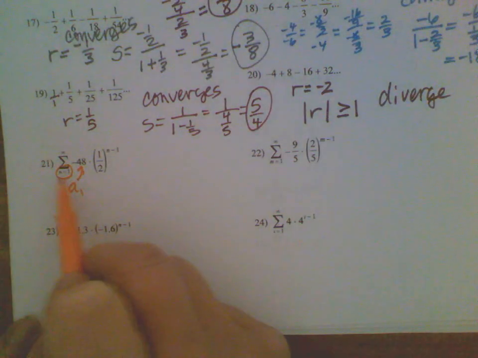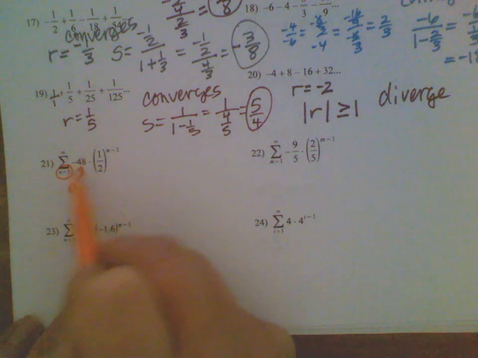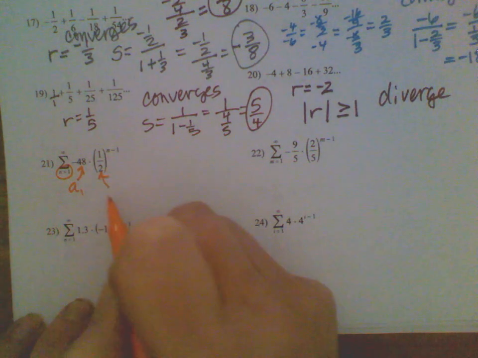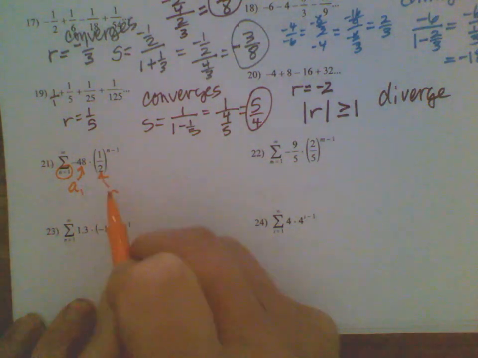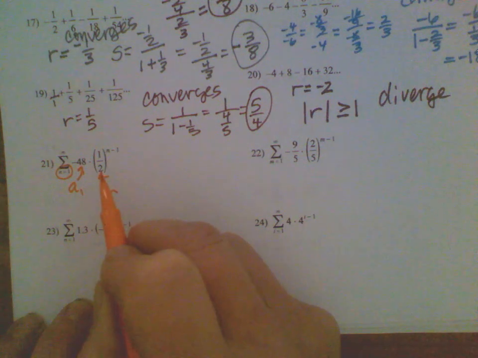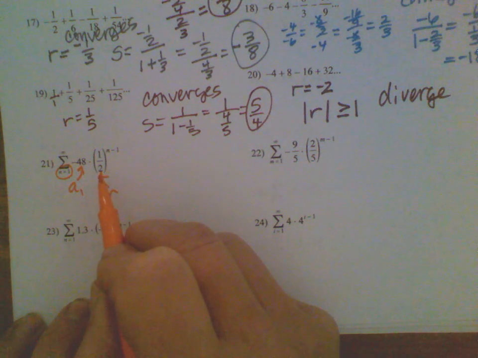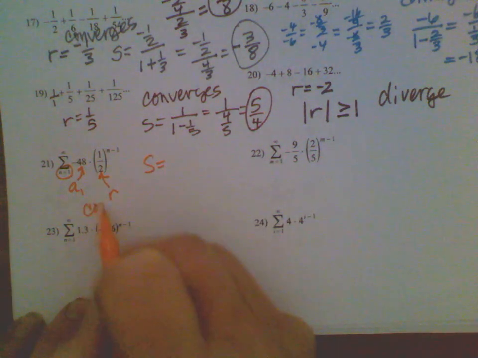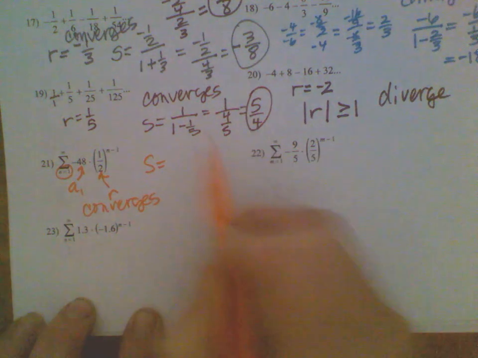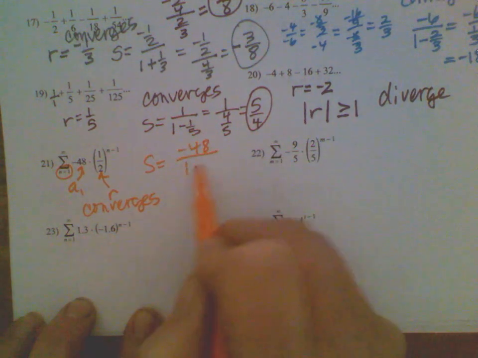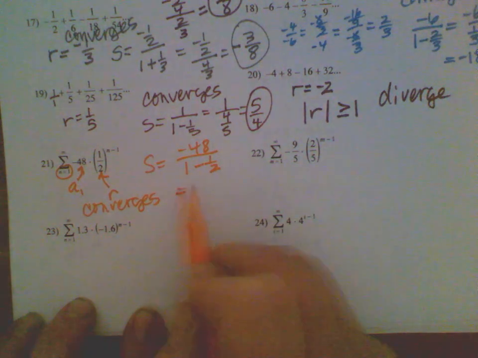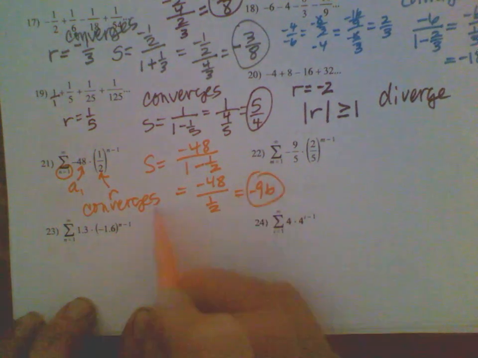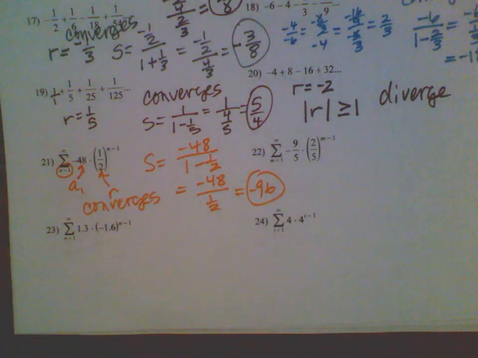So as long as n equals 1 for the starting, that number that hangs out in front is my first term. Okay, but what I'm really interested in right now is the r, and the r here is 1/2. That r is the right size. Absolute r is less than 1, and so that means this converges, and my sum is negative 48 over 1 minus 1/2, which is negative 48 over 1/2, which is negative 96. So it converges to negative 96.